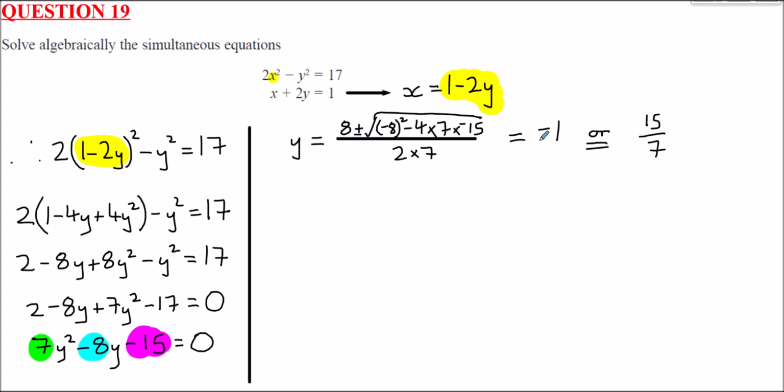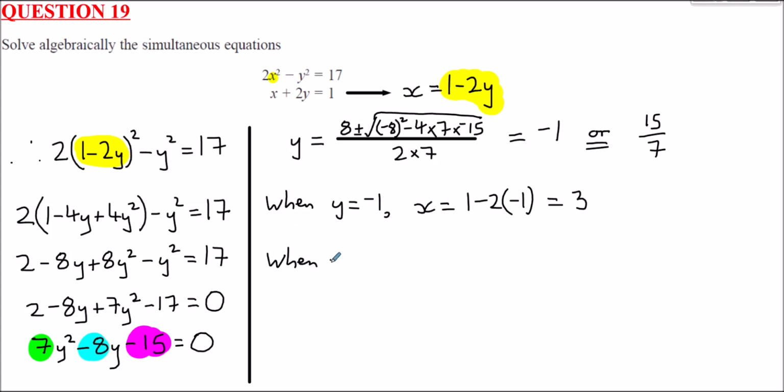We now have two corresponding possibilities for x. So when y equals minus 1, we can work out what x is here. x equals 1 minus 2 lots of y. So we can use this expression to work out the corresponding value of x. So x will equal 1 minus 2 lots of minus 1. Minus 2 times minus 1 is positive 2. So 1 plus 2 gives us 3.